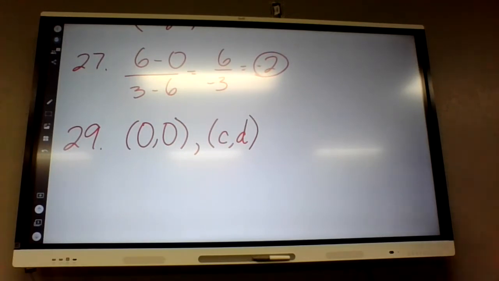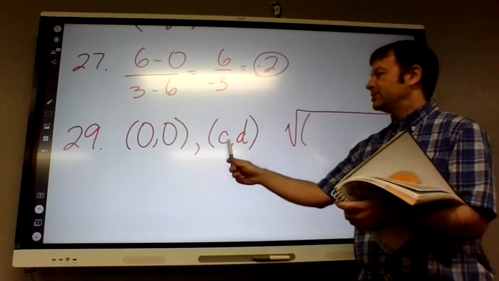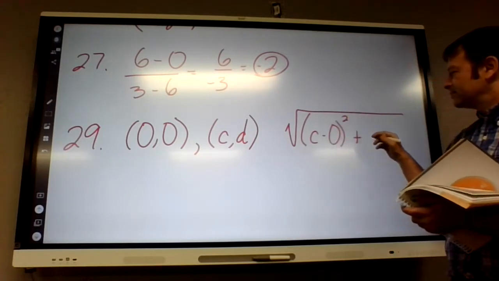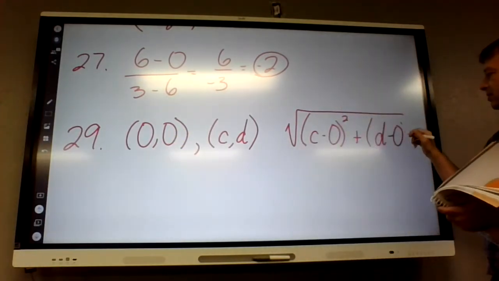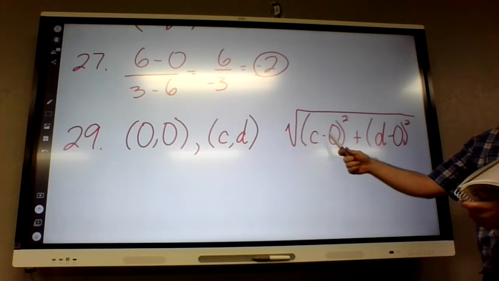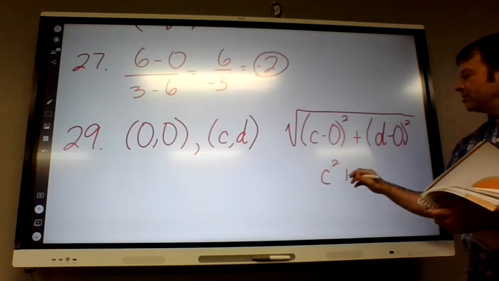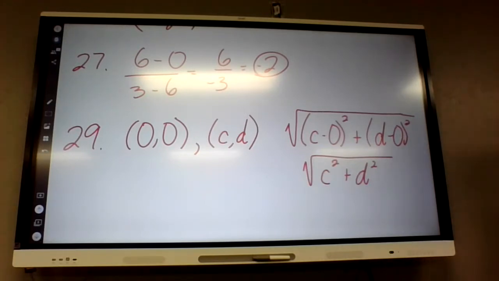So anyway, here's the distance formula. Square root of x minus x, right? C minus 0. What is C minus 0? y minus y would be D minus 0. What is D minus 0? What's C minus 0? C. Right? Minus 0 doesn't do anything. So this is C squared plus D squared, square root of all that. Does that simplify? No. The answer is no.